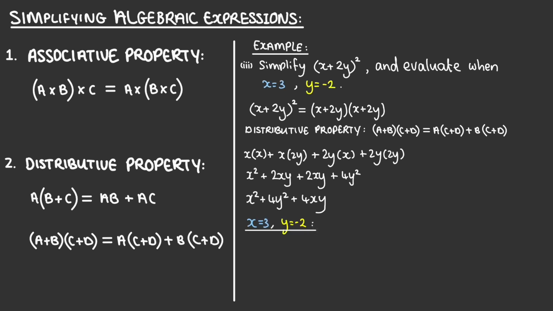Now we were asked to evaluate the expression when x is equal to 3 and y is equal to minus 2. So substituting our known variables into our expression, we are left with 3 squared plus 4 multiplied by (minus 2) squared plus 4 multiplied by 3 multiplied by minus 2. This simplifies to 9 plus 4 multiplied by 4 plus 4 multiplied by minus 6, which again simplifies to 9 plus 16 minus 24. 9 plus 16 is 25, and 25 minus 24 is equal to 1.